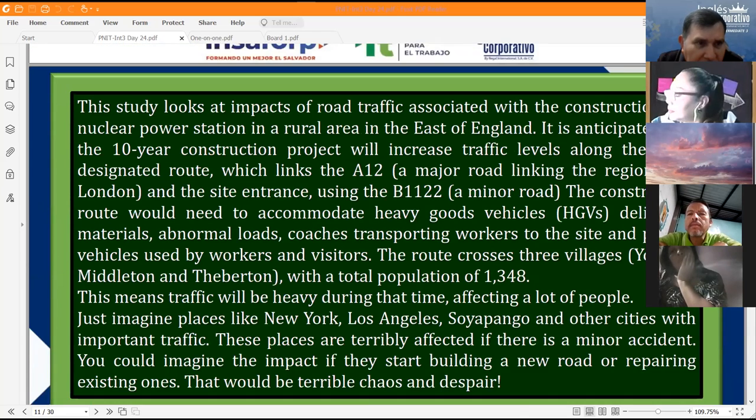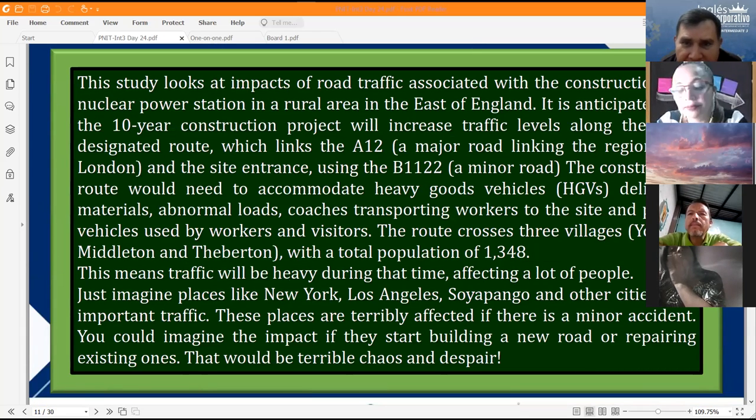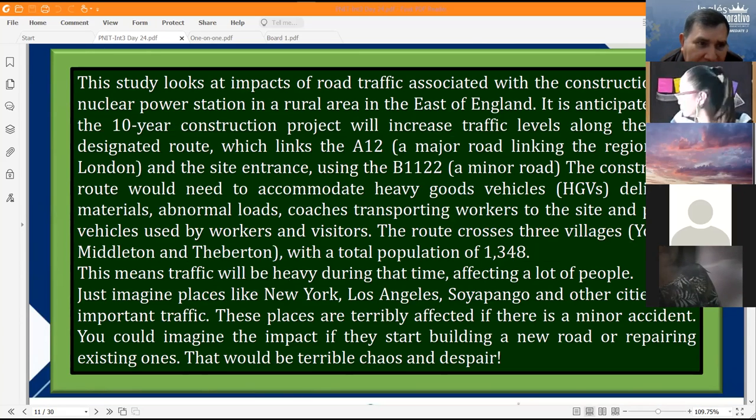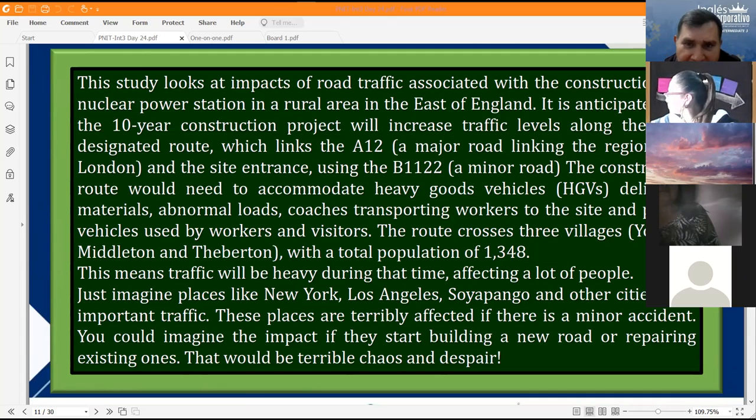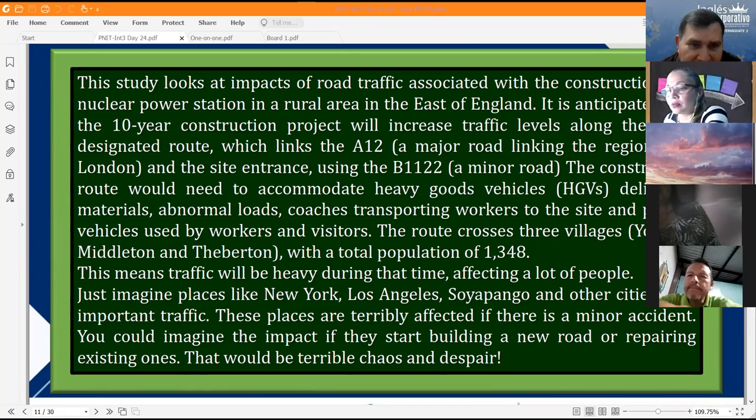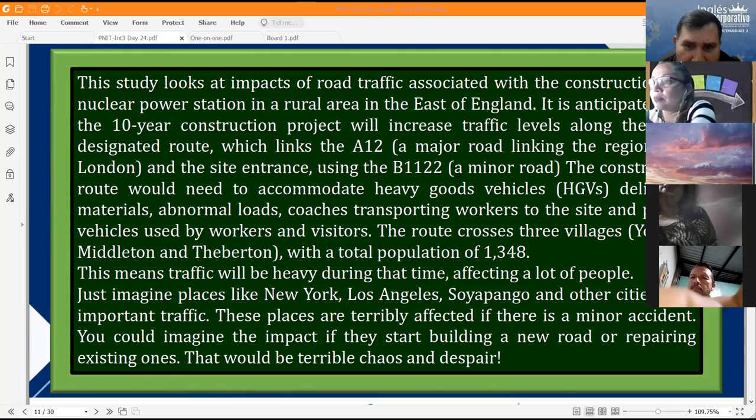Now, this study looks at impacts of road traffic associated with the construction of a nuclear power station in a rural area in the east of England. It is anticipated that the 10-year construction project will increase traffic levels along the 7-kilometer designated route, which links the A12, a major road in the region with London, and the site entrance using the B1122, that is a minor road. The construction route would need to accommodate heavy goods vehicles delivering materials, abnormal loads, coaches transporting workers to the site, and private vehicles used by workers and visitors.